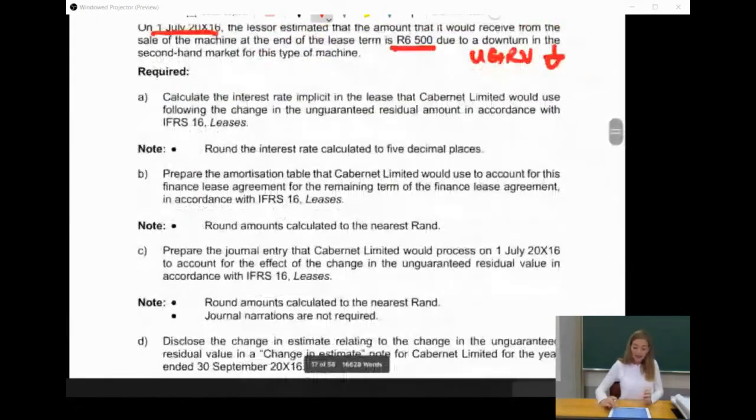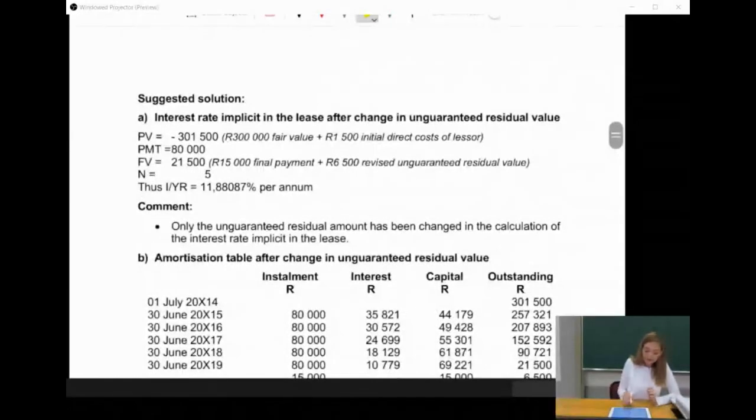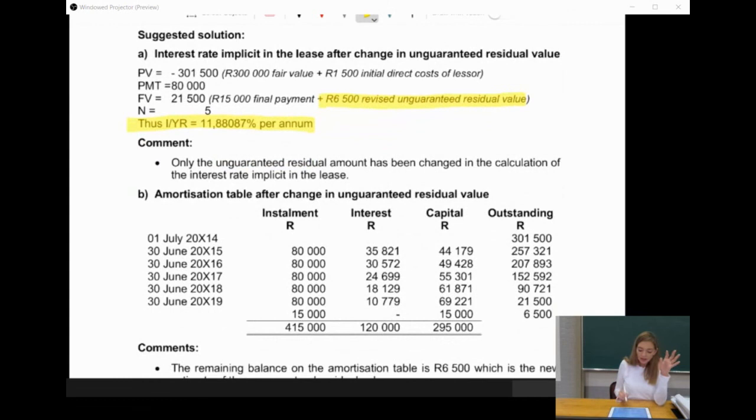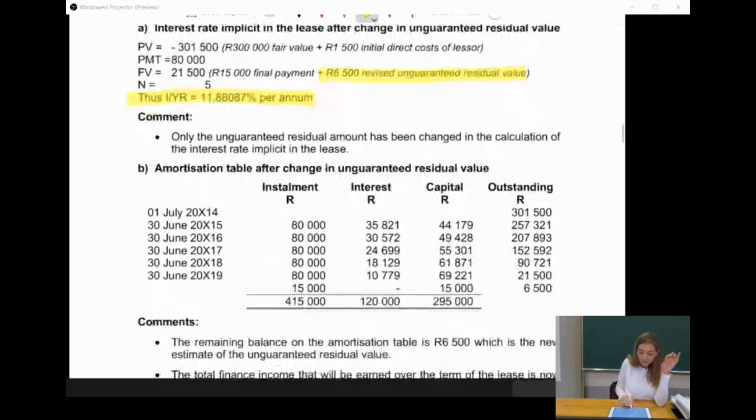Good. Now everything changes because now we have this new future value, the 6,500 unguaranteed residual value. That has now changed. It was 10,500, now it's 6,500. So that gives us a new interest rate implicit in the lease. So what we now have to do is do our amortization table from the start. Obviously the lease payments will stay the same, but now our interest amounts are going to change because of this new unguaranteed residual value.